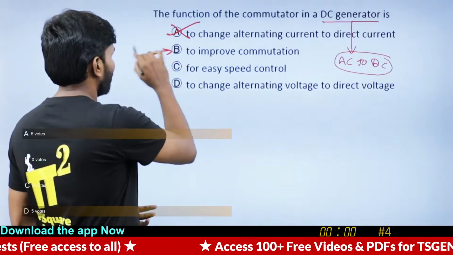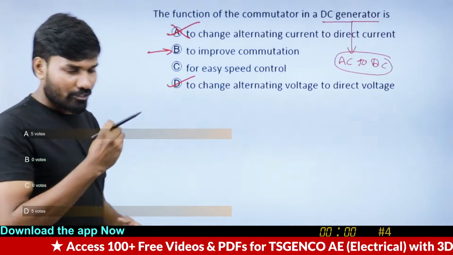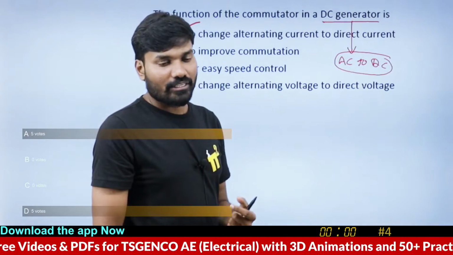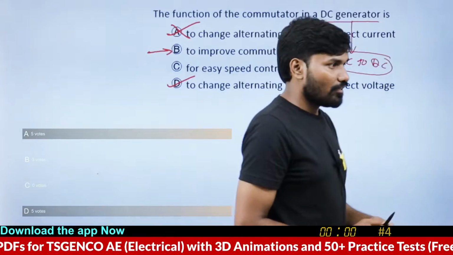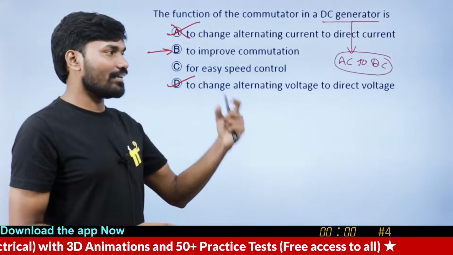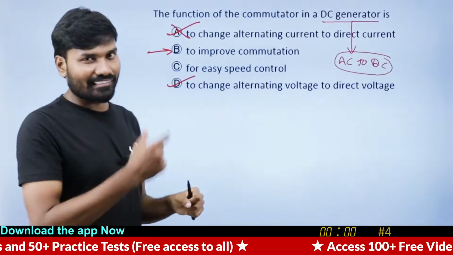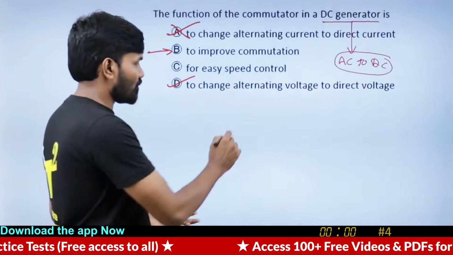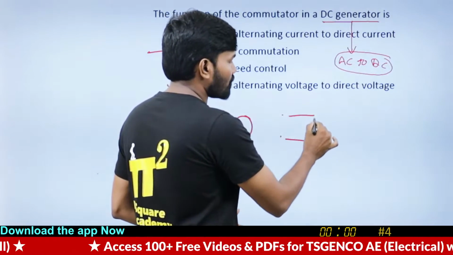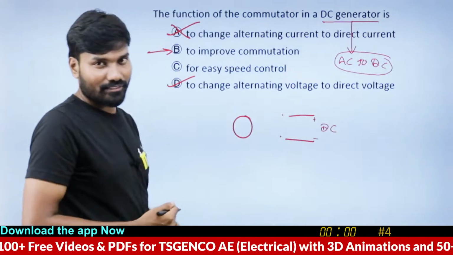Now you would obviously say, so how come A is wrong and D is right? See, if you really know the operation of your commutator, you will definitely understand that if you don't connect any load, check the voltage at the terminals of the generator. If you have a generator, after the commutator you have two terminals. At these two terminals, don't connect any load, check the voltage. You will get a DC. You will get a DC.